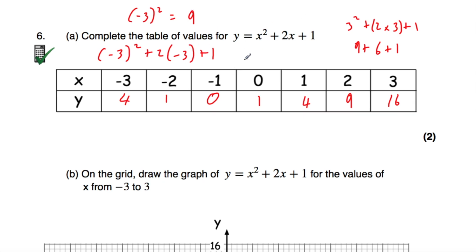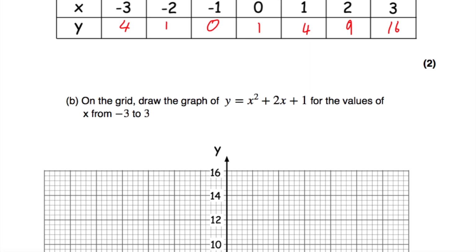Also, lots of calculators have a table function, so you're able to type in y equals x squared plus 2x plus 1, put that into your calculator, and then choose the values of x from -3 to 3, and it'll generate these values for you. It's quite useful to be able to do that as well. And if you go to Corbettmaths, there'll be a video on how to do that. Okay, let's look at part B.